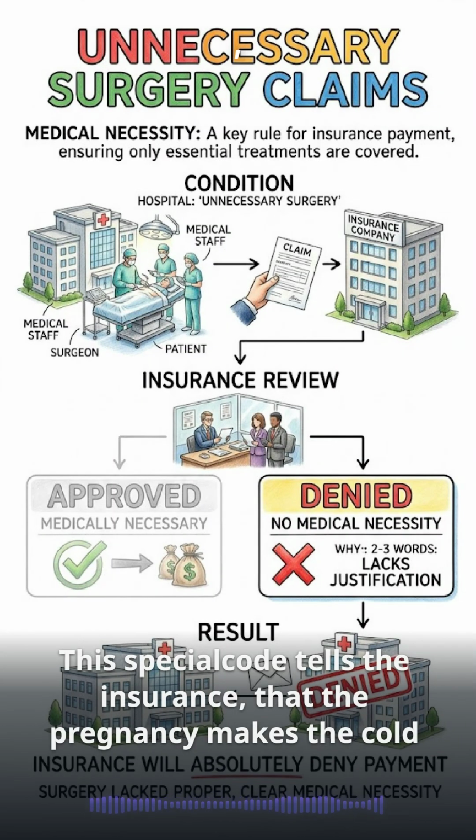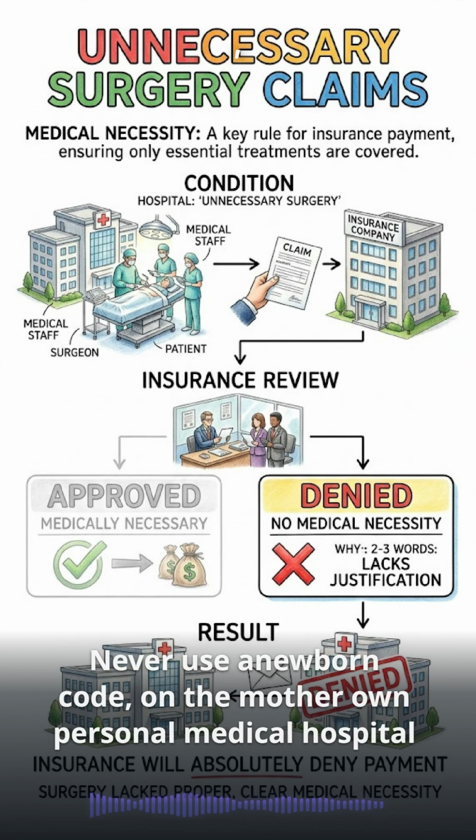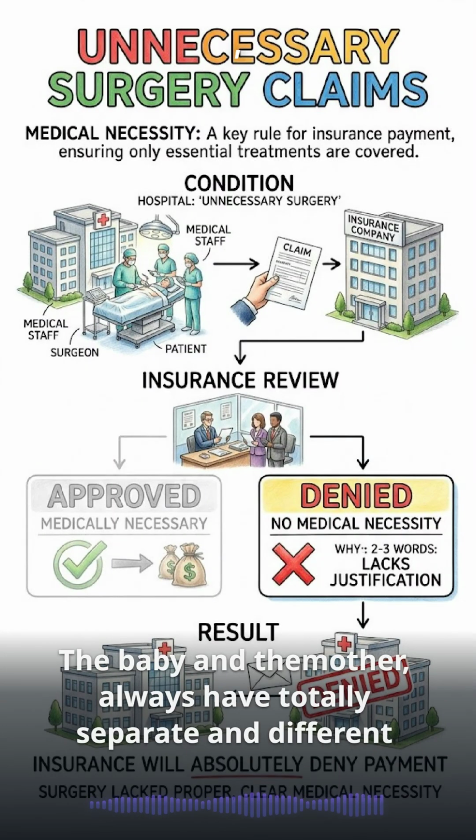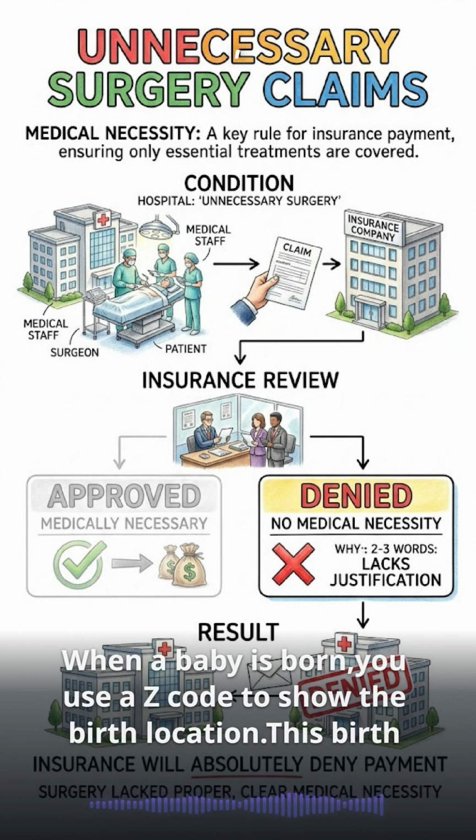For newborn babies, you use codes from Chapter 16 of the ICD-10 book. Never use a newborn code on the mother's personal medical hospital billing chart. The baby and the mother always have totally separate and different medical chart records. When a baby is born, you use a Z code to show the birth location. This birth location code is only used once, on the very first baby record.